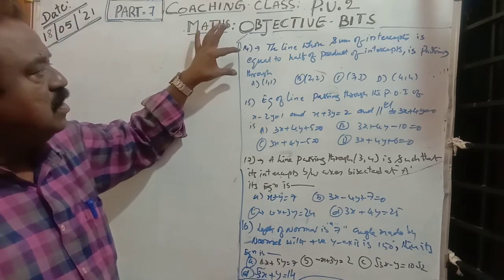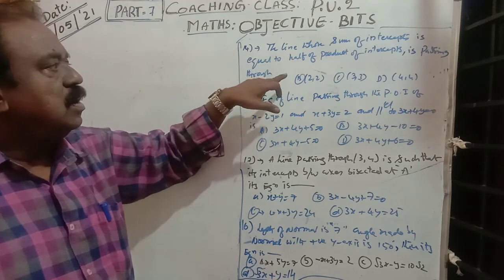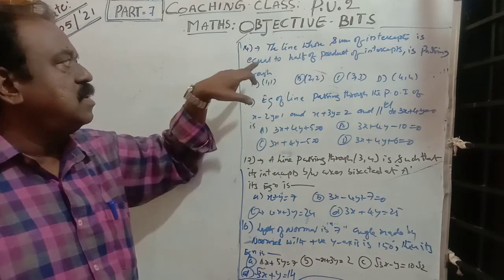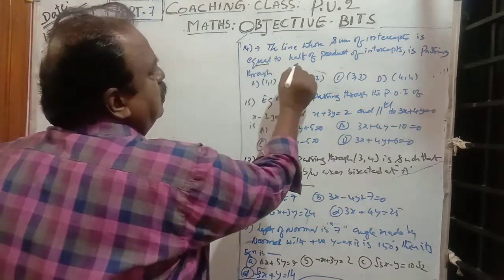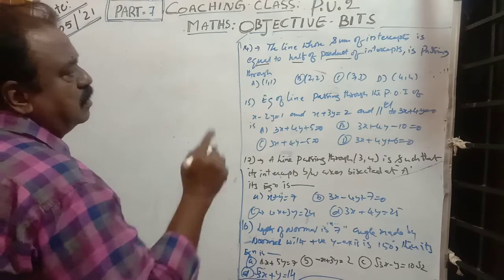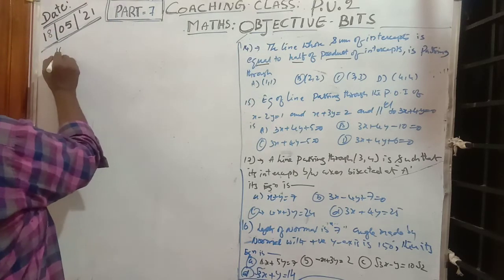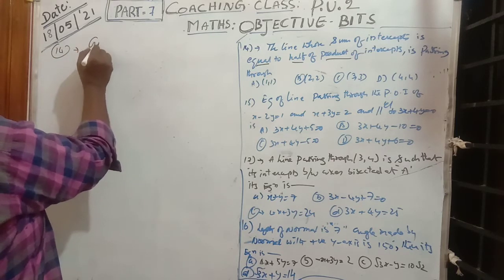You open it and you see the equation of line. The line whose sum of intercepts is equal to half of product. This is important. Product of intercepts. Then that line is passing through, that is the second part. First, we will see what is given.